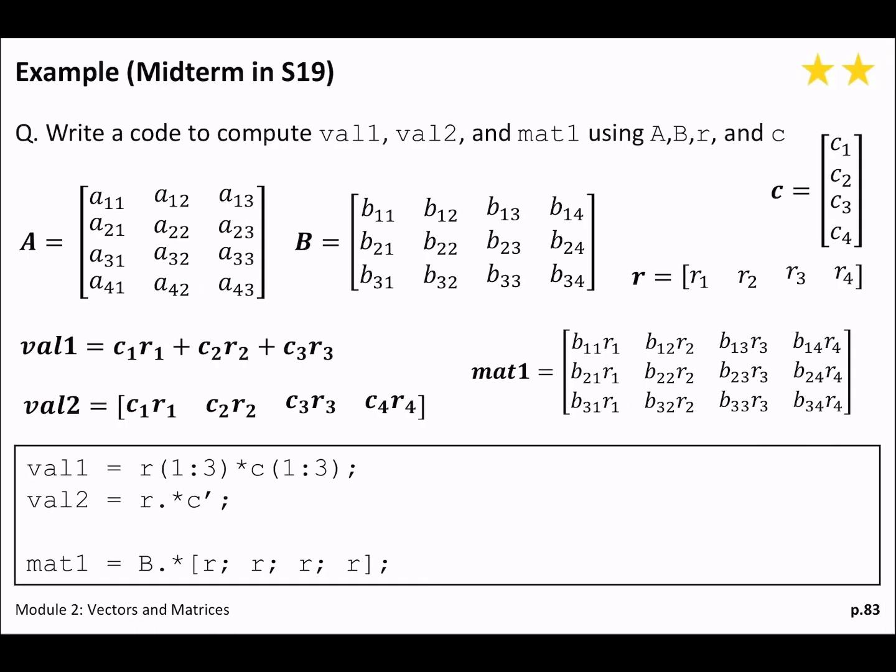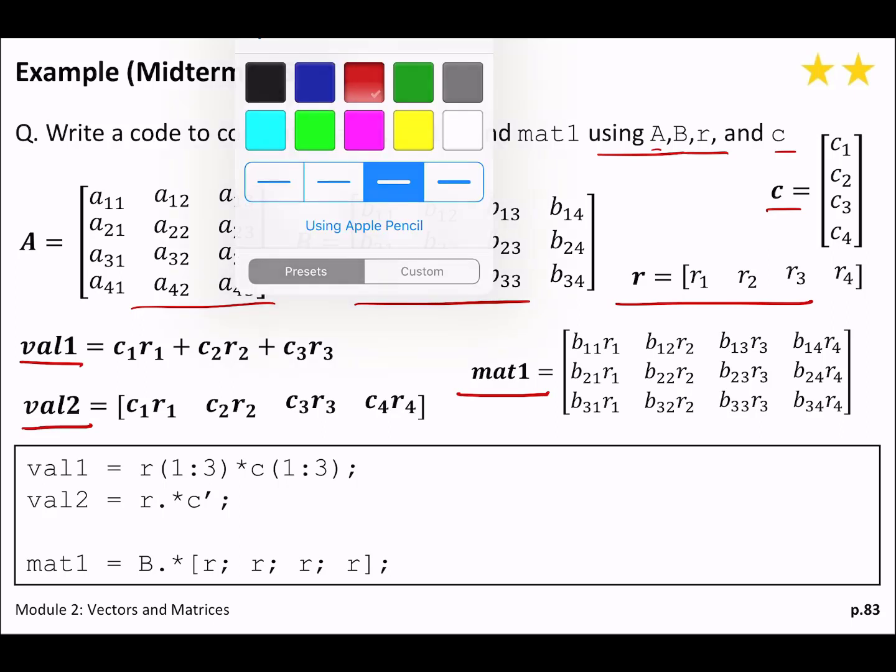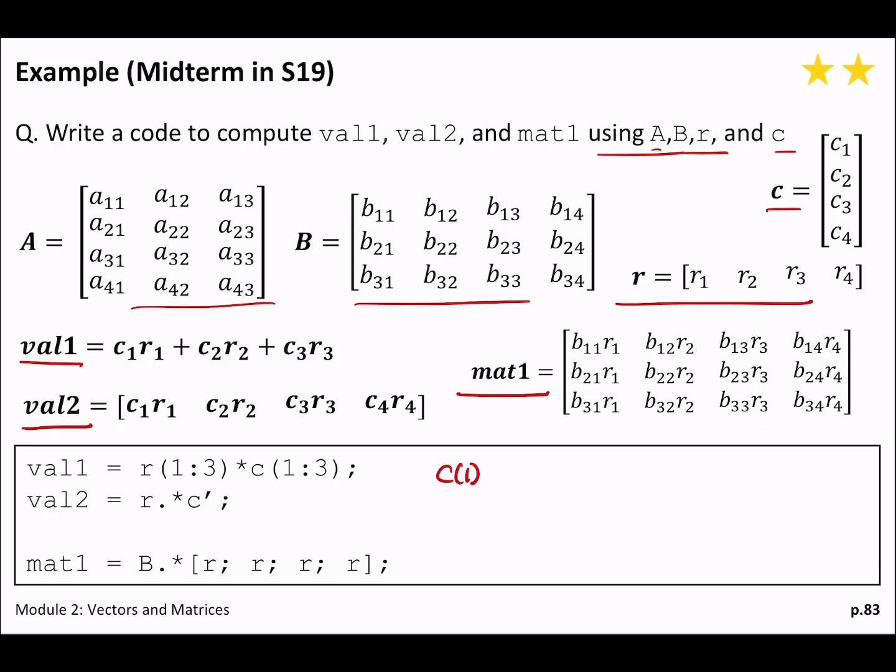Last problem. I already mentioned that I like these types of problems. Write code to compute value 1 and value 2 as mat1 using A, B, R, C. A and B are matrices, R is a row vector, C is a column vector. So how do we compute value 1? The simple way is C1 R1 plus C2 R2 plus C3 R3, right? Or you can write it like this.